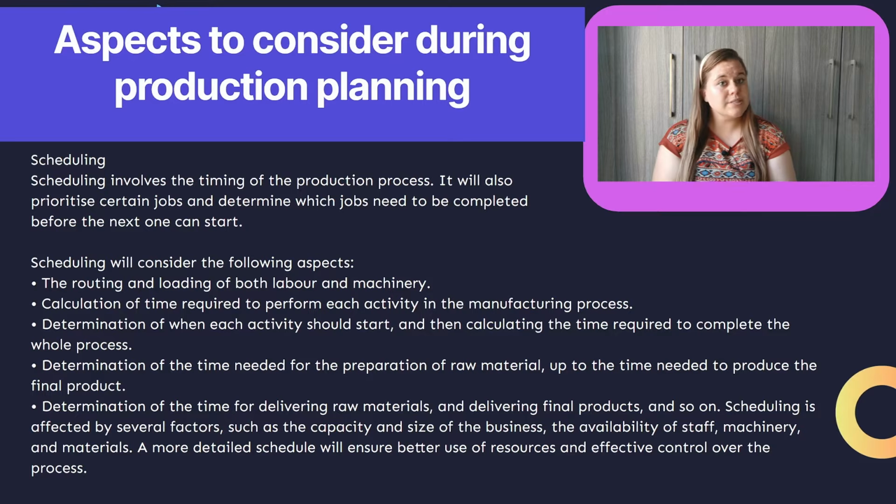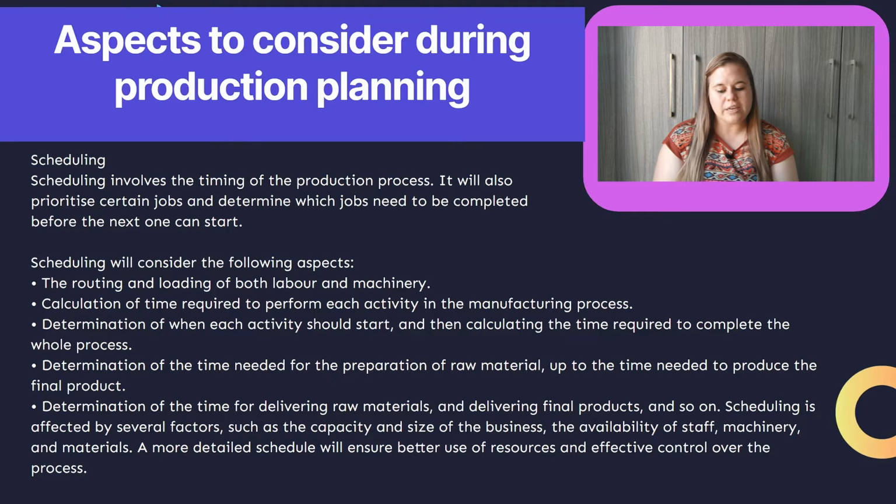All right, so scheduling. The routing and loading of both labor and machinery. We need to look at the calculation of time required to perform each activity in the production process. So we need to look at how long the assembly is going to take. How long is it going to take to put in all the upholstery, the chairs, and all of that for the car? How long will the spray painting take? How long will it take to put in all the different parts like the steering wheel and the engine and the wheels and all of that?